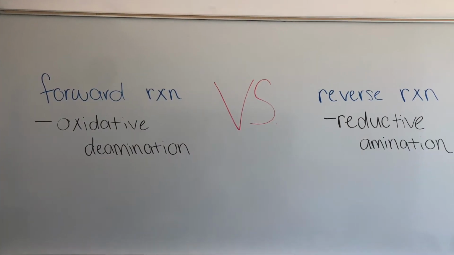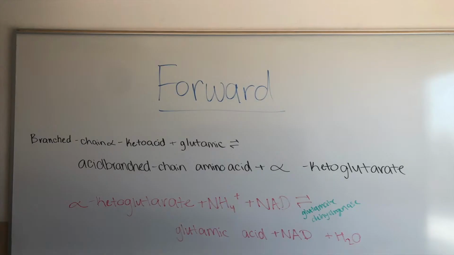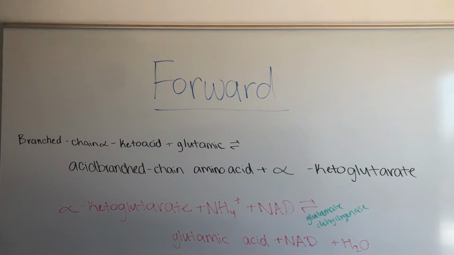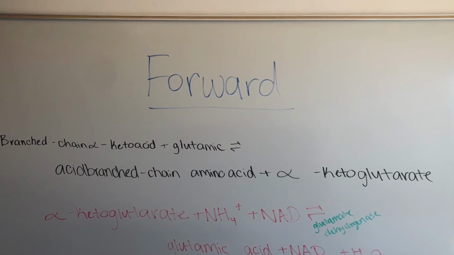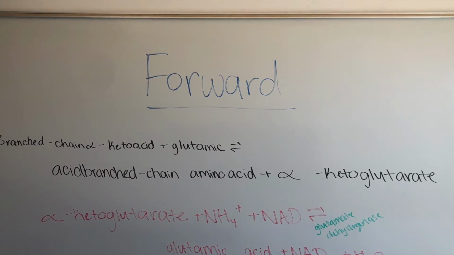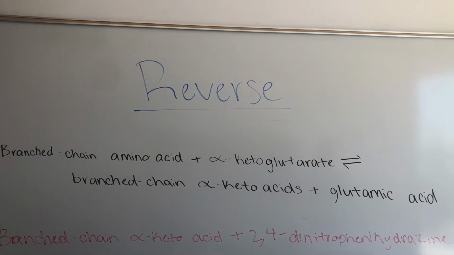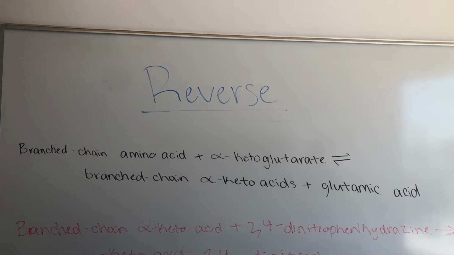Forward reaction versus reverse reaction. In forward reaction, oxidative deamination is the formation of alpha-keto acids. This is an aerobic process of deamination that usually takes place in the liver or kidneys. In reverse reaction, reductive amination is the formation of amino acids. So reductive aminations form carboxyl groups to enamine.